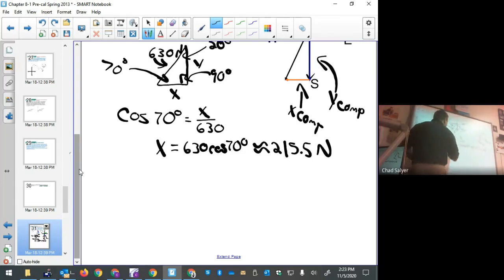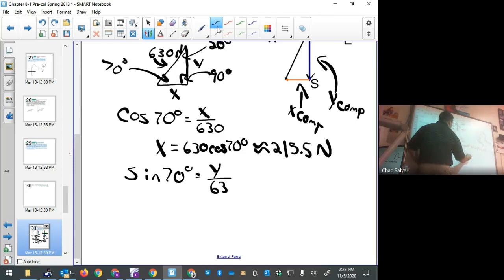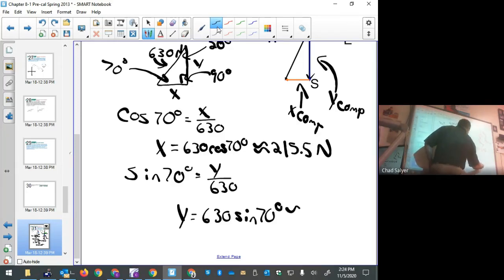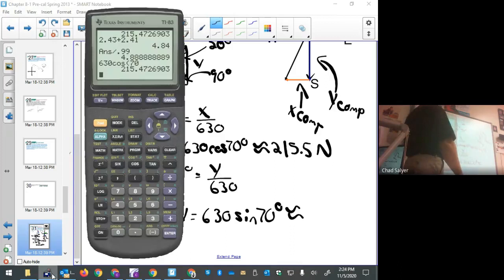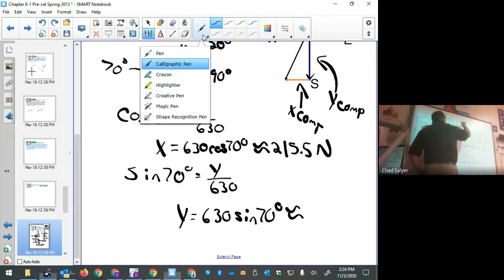Anyway, y equals, I better do the whole calculation. Don't want to skip ahead. So we'll do sine of 70 degrees equals y, the opposite over the hypotenuse, 630. And so y equals 630 times the sine of 70 degrees. Show you a neat calculator trick. You hit second and enter, it puts in what you just put in. And I can go over here and change that to sine, making it really efficient. 592 newtons.